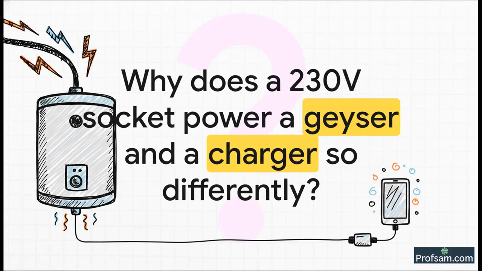Okay, let's dive right in with a simple question you've probably seen at home. Have you ever wondered this? You have the same 230-volt socket, right? But it can power a huge 2,000-watt geyser, and at the same time, it can gently charge your tiny 20-watt phone charger. How does that work? Well, the answer lies in one simple rule we are going to master today.